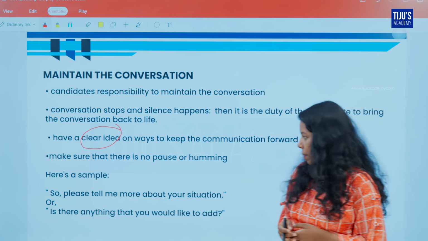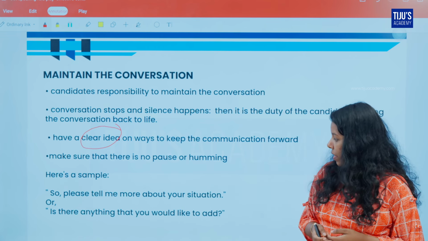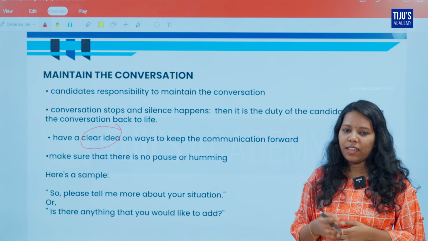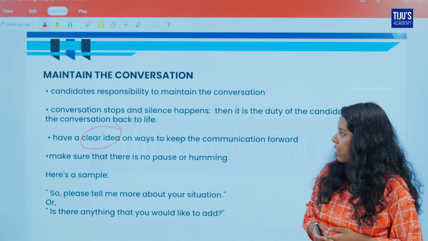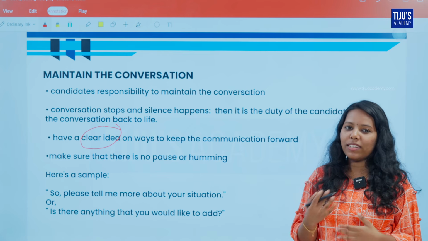So let's see an example. So please tell me more about your situation, or is there anything that you would like to add? So this is the main point regarding maintaining the conversation. Now let's look at the next point.